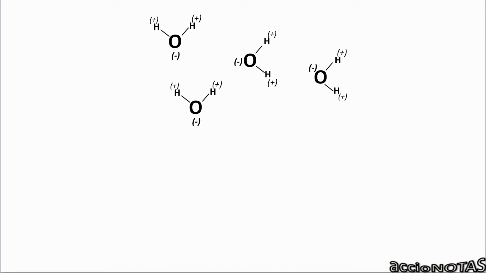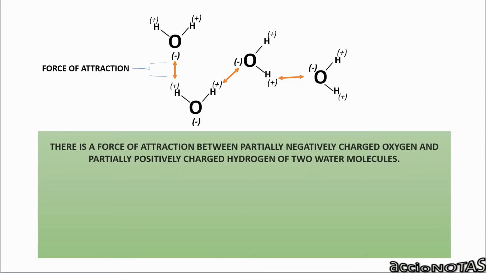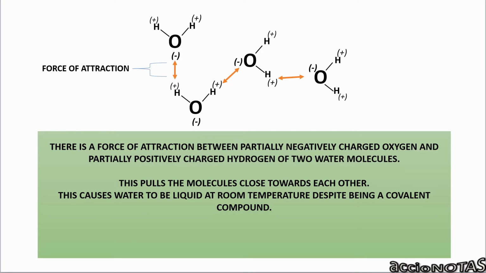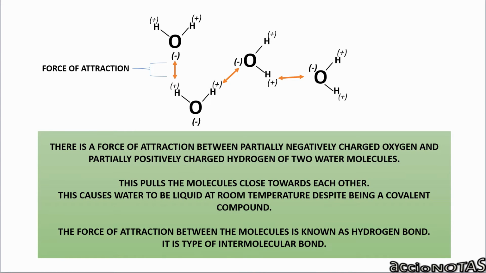Here we have some water molecules. There is a force of attraction between the partially negatively charged oxygen and the partially positively charged hydrogen of two water molecules. This force of attraction between the two oppositely charged atoms of molecules pulls the molecules close towards each other. This causes water to be liquid at room temperature despite being a covalent compound. The force of attraction between the molecules is known as hydrogen bond.